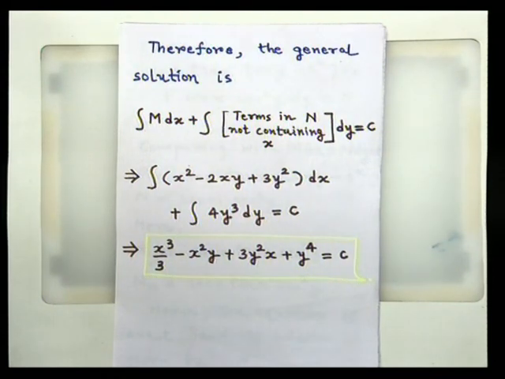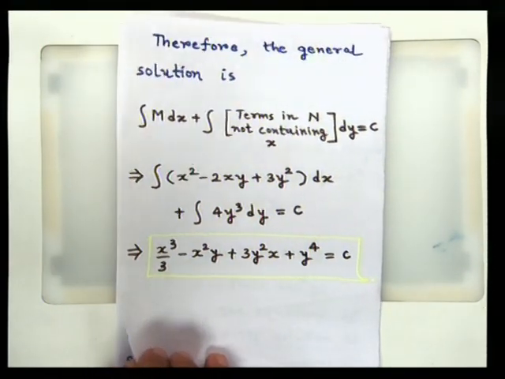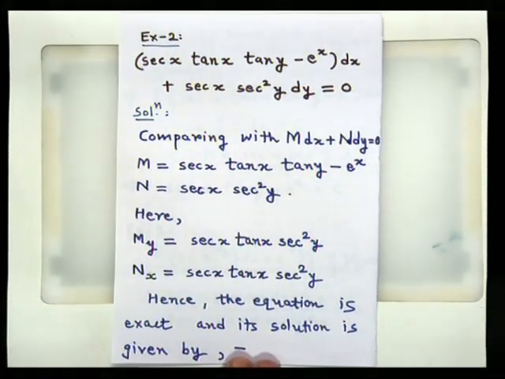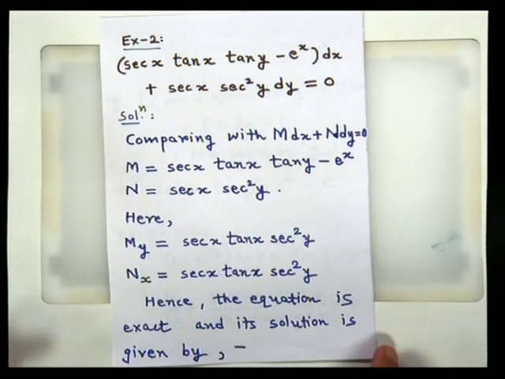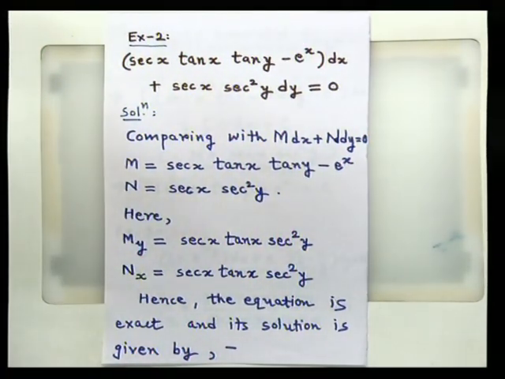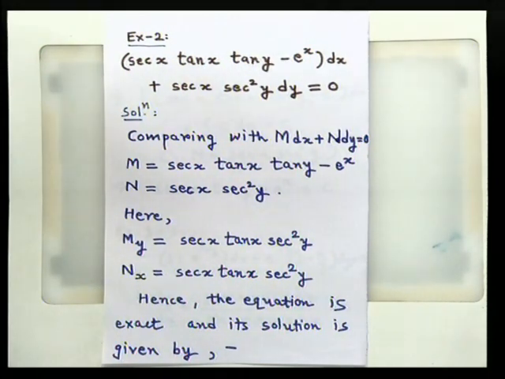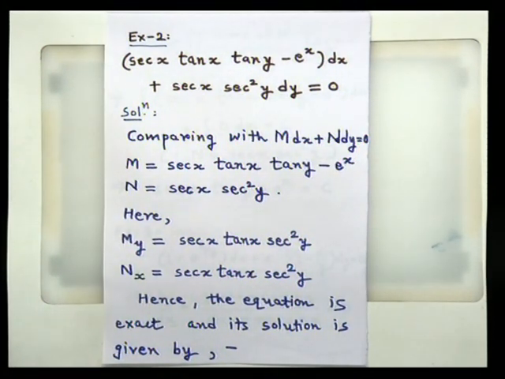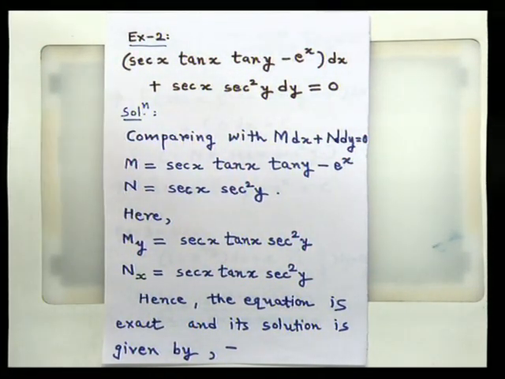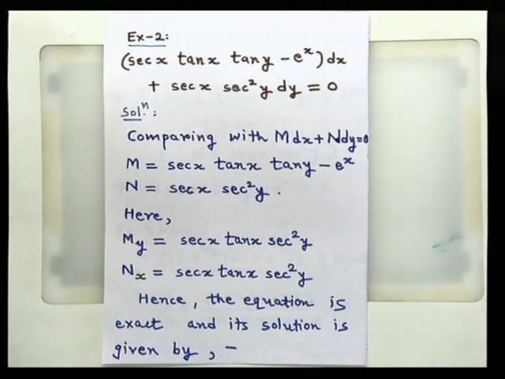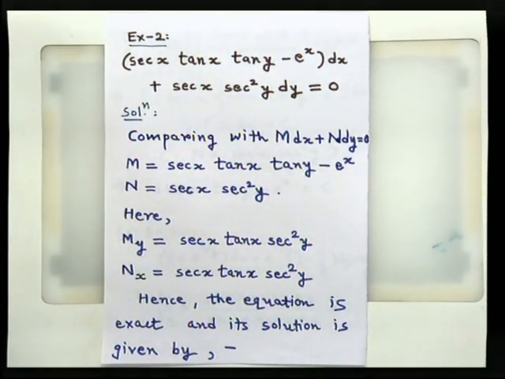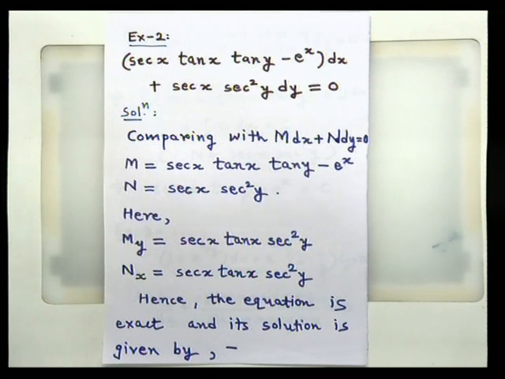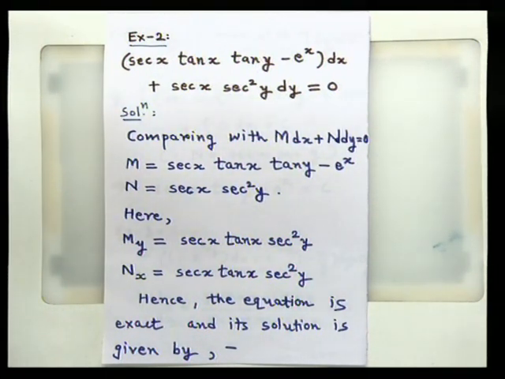Now we consider one more example of exact differential equation. So the second example is again in m dx plus n dy equal to 0 form. You see, if the differential equation is not in the form m dx plus n dy equal to 0, you first set the form m dx plus n dy equal to 0 and then compare it with m dx plus n dy equal to 0 to get m and n, the coefficients of dx and dy from the first order differential equation, to check the exactness.